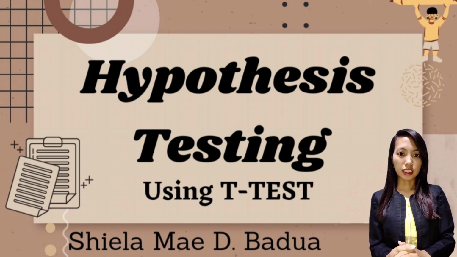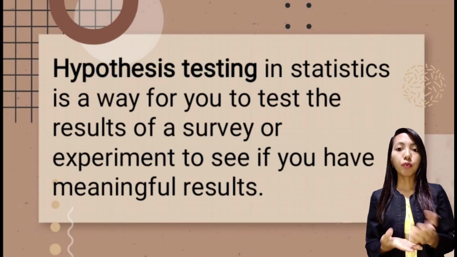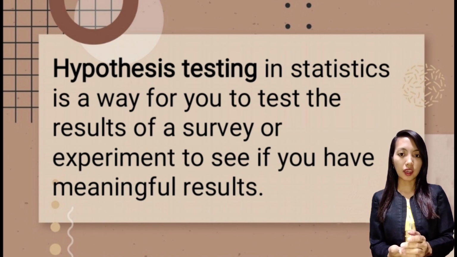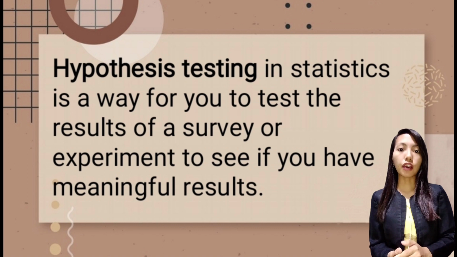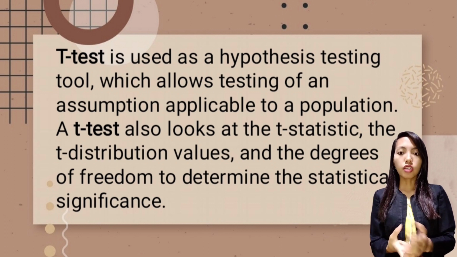But before we proceed in solving, let us know what is a hypothesis testing and t-test. Hypothesis testing in statistics is a way for you to test the results of a survey or experiment to see if you have meaningful results. And t-test is used as a hypothesis testing tool which allows testing of an assumption applicable to a population. A t-test also looks at the t-statistic and t-distribution values and the degrees of freedom to determine the statistical significance.